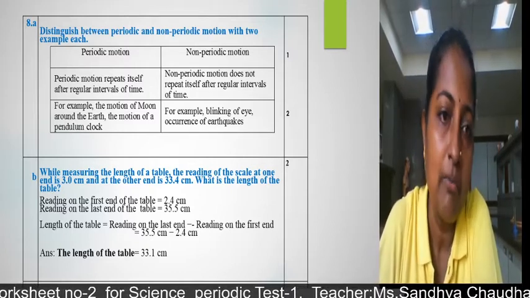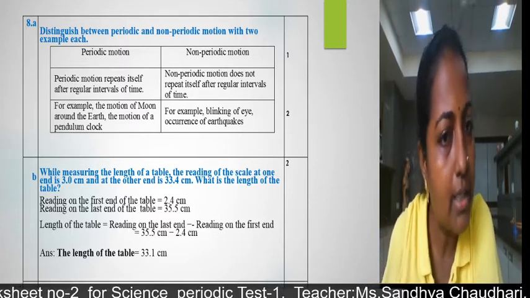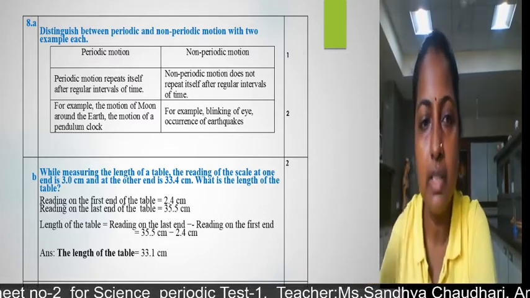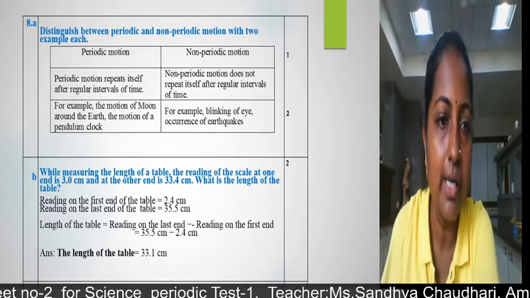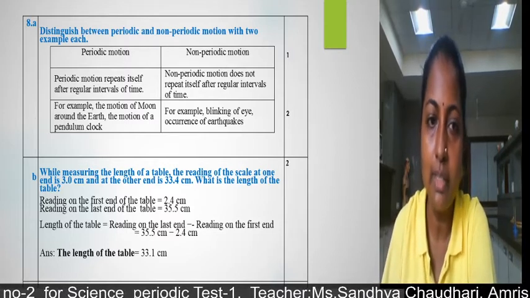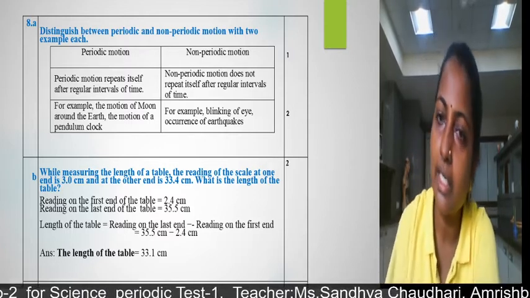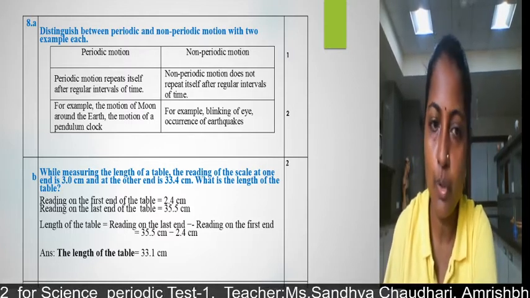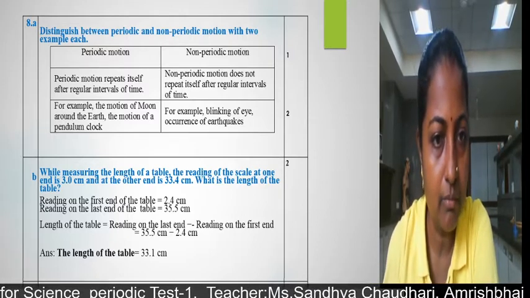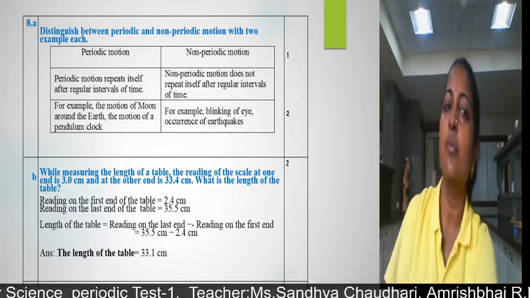And question number B, while measuring the length of a table, the reading of the scale at one end is 3.0 centimeter and the other end is 33.4 centimeter. So what is the length of the table? So the reading at the first end of the table is 2.4 centimeter and the last end is 35.5 centimeter. Whenever we have to find the actual length of a particular object, you have to subtract the reading at the first end from the reading at the last end. So the last end reading is 35.5 centimeter minus the reading at the first end, 2.4 centimeter. If you subtract that, you will get 33.1 centimeter.